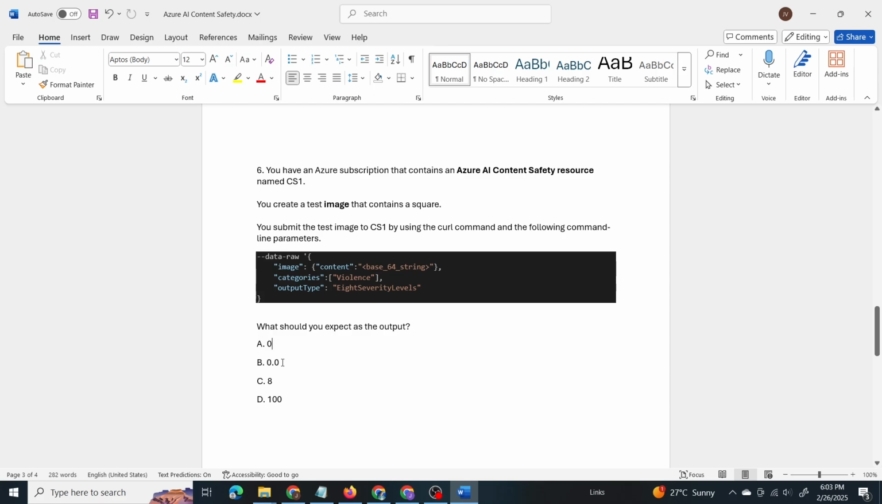It is not 0.0. The severity scores are 0, 2, 4 and 6. So it is not 8. There is no severity score of 8 and it is not 100. So the correct answer is option A, 0, since the image is not harmful and the image is that of a square. The output will be 0.